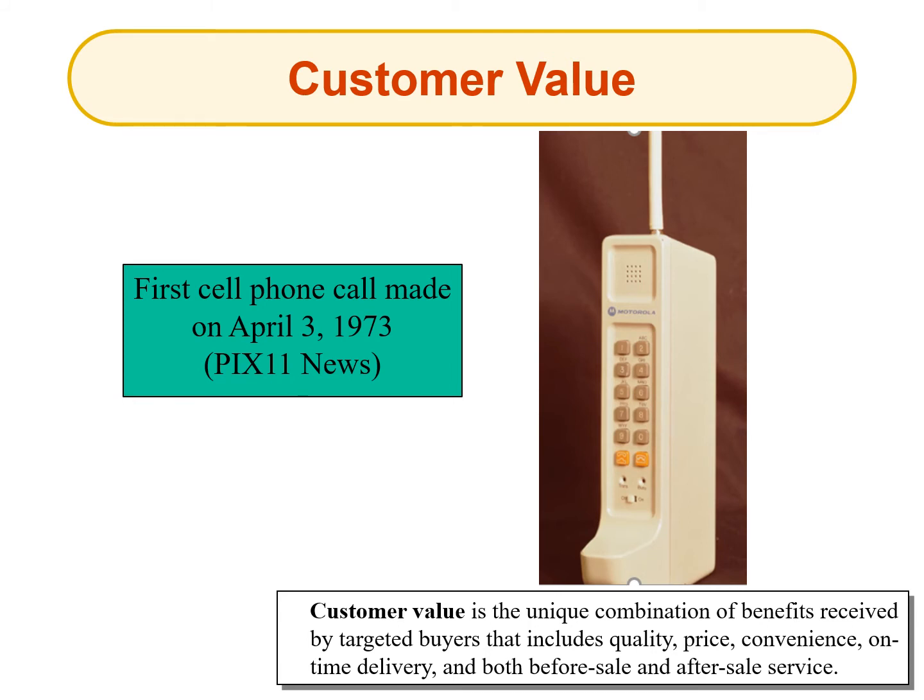So this particular Motorola cell phone was convenient for people at that time, and now we have added on-time delivery, which I think wasn't really a big deal in those days. We want on-time delivery of these products, and both before-sale and after-sale service. We want sellers to be with us before the sale, and as was added later on, we also want them to be with us after sales have been made. We want to be in touch with them if we have any problems, and we want to get back to them. Customers find value in all of these. So customer value, again, is the unique combination of benefits received by targeted customers that includes quality, price, convenience, on-time delivery, and both before-sale and after-sale service.